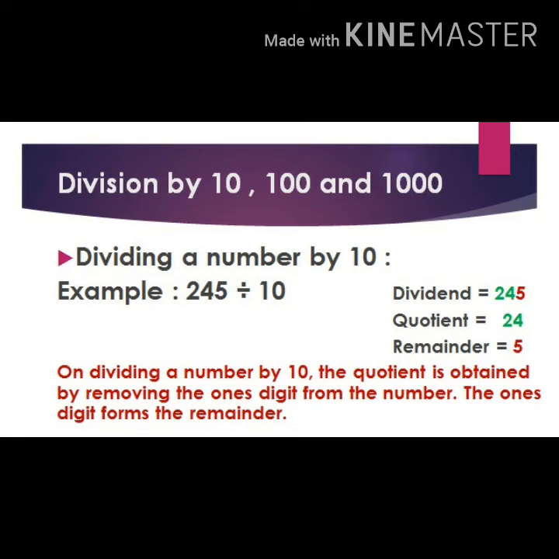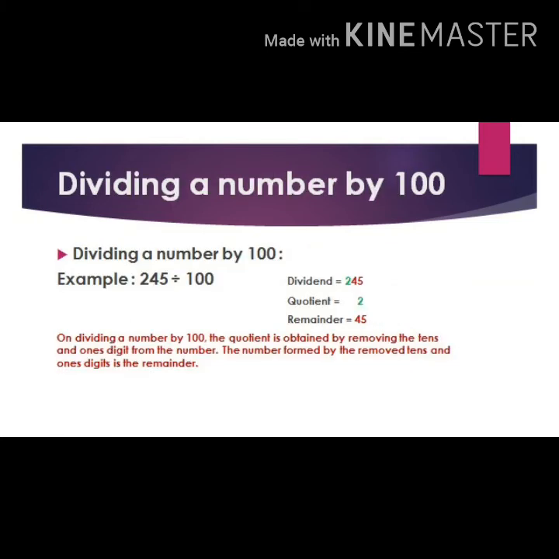How many zeros are there in 10? 1 zero. So the last digit, that is 5, is the remainder and the rest 2 digits are the quotient. So we can say on dividing a number by 10, the quotient is obtained by removing the ones digit from the number. The ones digit forms the remainder.